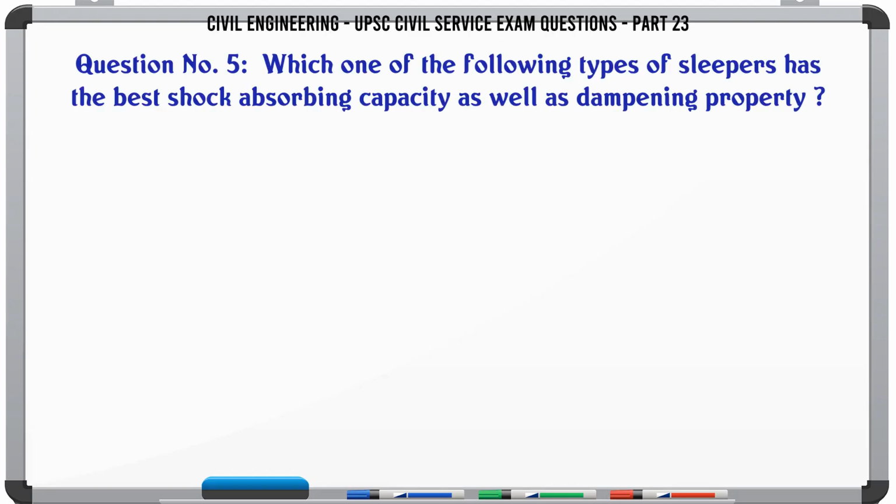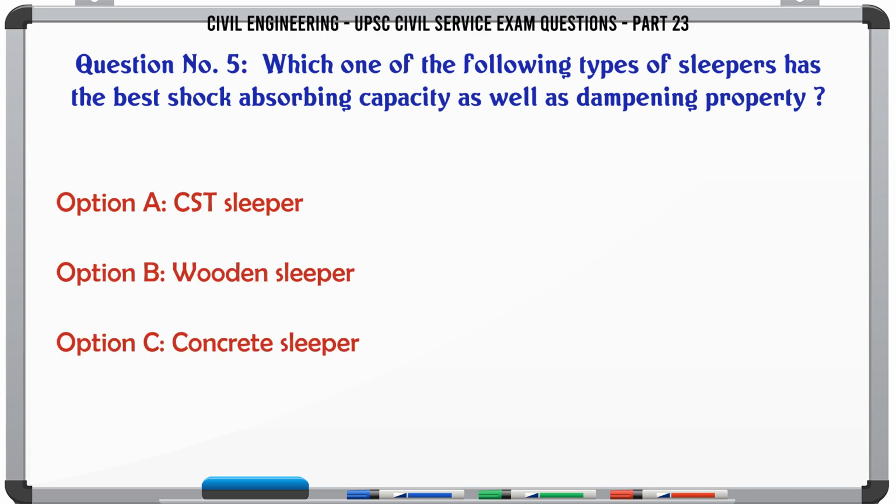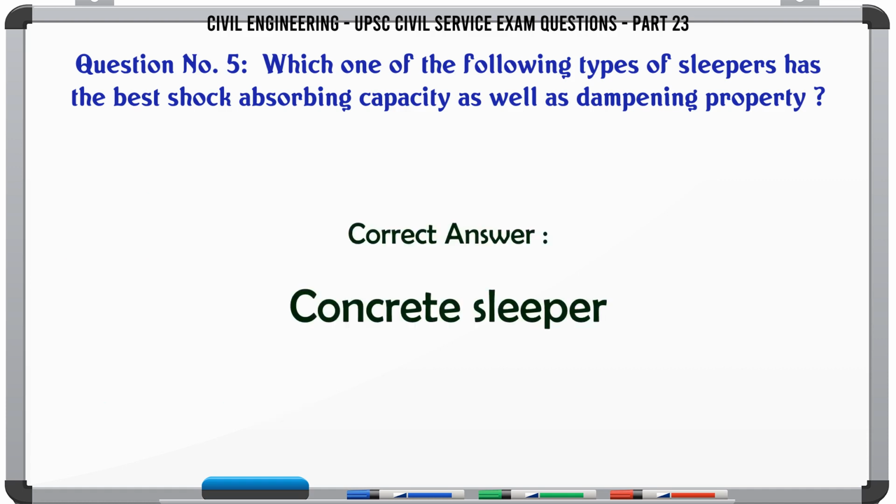Which one of the following types of sleepers has the best shock absorbing capacity as well as dampening property? A. CST sleeper, B. Wooden sleeper, C. Concrete sleeper, D. Steel sleeper. The correct answer is concrete sleeper.